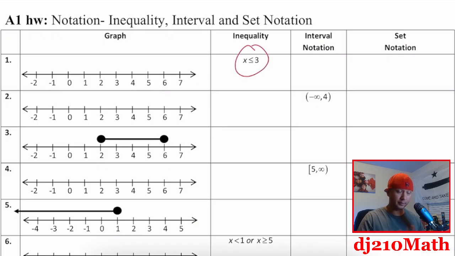We're given that x is less than or equal to 3. All right, so let's graph that. Less than or equal, so that's a closed circle at 3. And it's less than, so it's to the left. So we'll shade to the left.